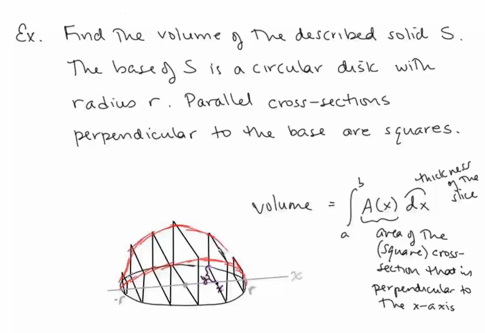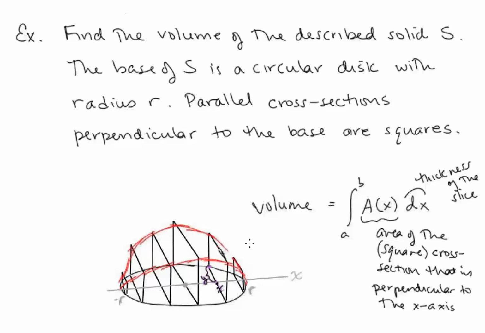Okay, it says the base of S is a circular disk with radius r. So here is our circular disk at the base, and we have radius r. And it says that parallel cross-sections, meaning parallel to each other, perpendicular to the base, so they're made perpendicular to the base, are squares. So these cross-sections are all squares. Now I've set this circular disk up along the x-axis, so we have some frame of reference.